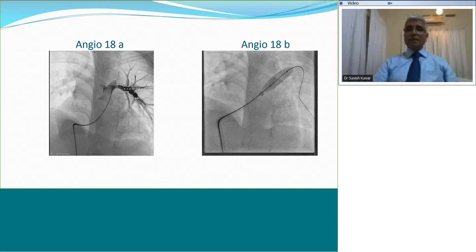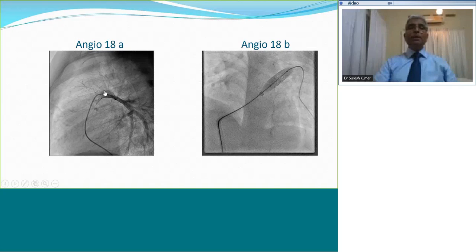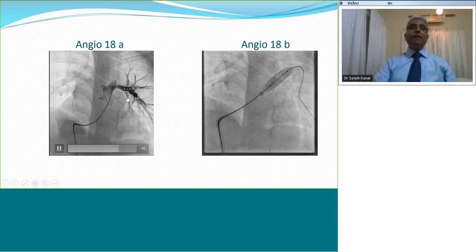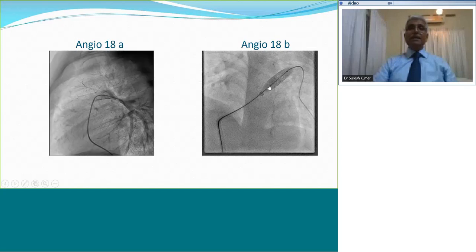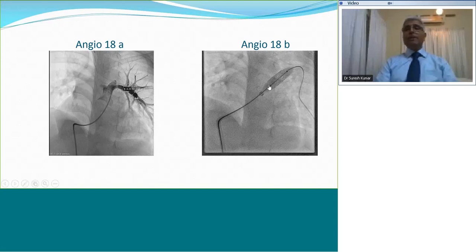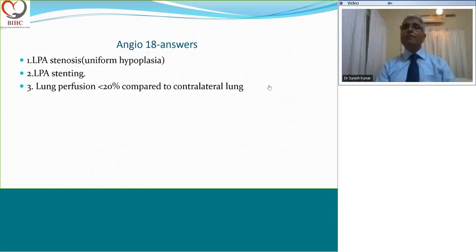Excellent, Akshara. And you can actually see the stent. You can see the uniformly hypoplastic RPA, LPA. Sorry, pardon me, you are right. So the uniformly hypoplastic LPA, which is being stented here. And remember, if the child is asymptomatic, a demonstrated diminution of pulmonary artery perfusion by more than 20%. It's not a gradient more than 20. No. Why is the gradient not more than 20?